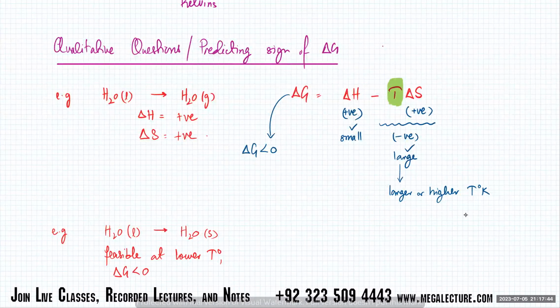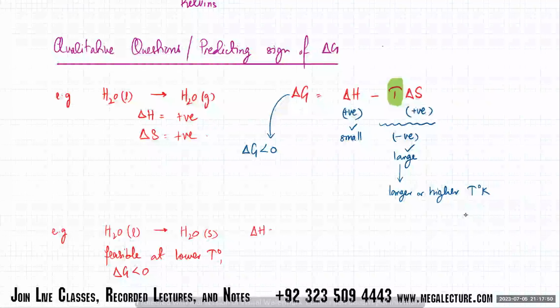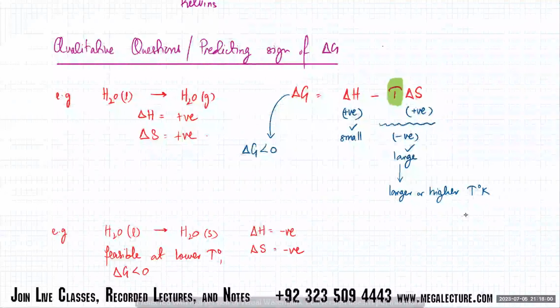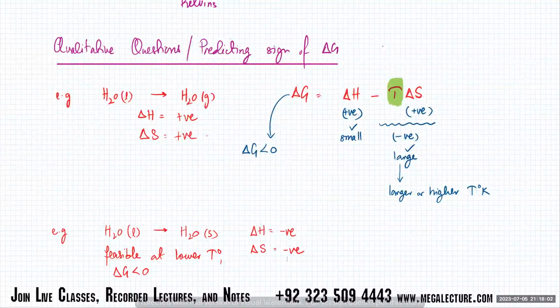So I'm just going to prove the same thing using Gibbs free energy. So what is delta H for this? When liquid turns to solid, that's exothermic. And what's the delta S for this, the disorder? It's also negative, right? You had a liquid and that liquid is now turning into a solid. So it's decreasing, right?